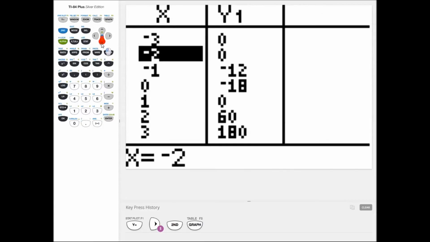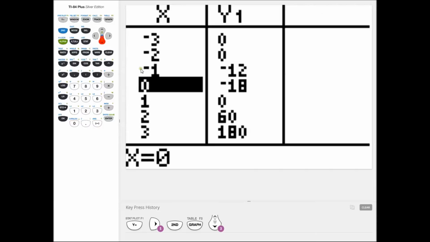Now the table usually starts at 0 and it'll scroll up and down one at a time from there. What's happening is these are the x values being plugged into the function, and the y values, which you get out, are over here. So let's say you want to plug 0 into that function, you'd get out a -18. If you plug in a 1, you'll get a 0.